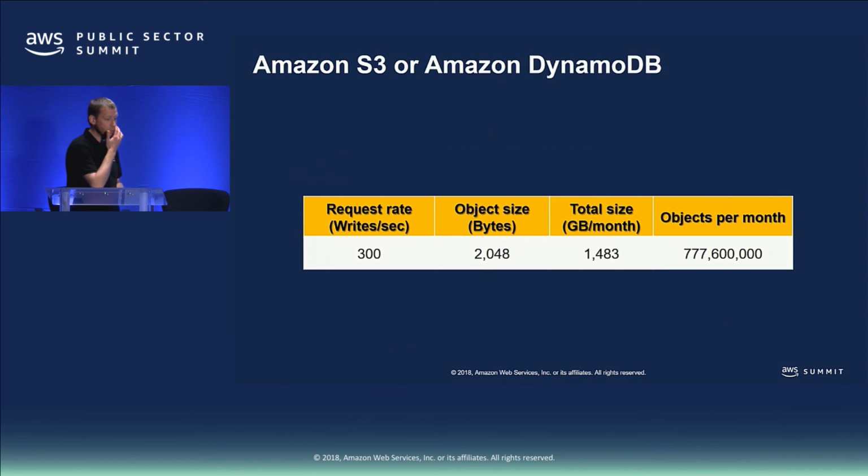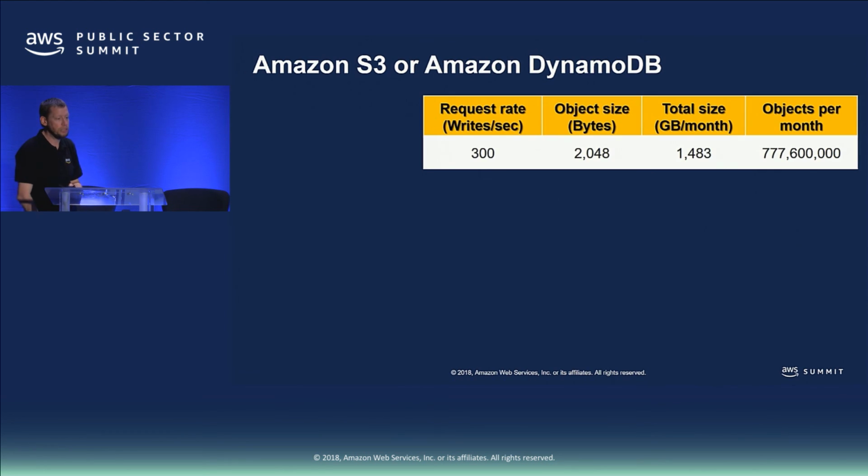And we'll work through an example now. So here we've got a requirement where we want to do 300 writes per second. We want to do it with an object size of 2K. So every object we write is 2K in size, which means we're writing about 1.4 terabytes per month and about 770 million objects per month. So this is a requirement we have. And we want to decide whether we want to put that into S3 or DynamoDB.